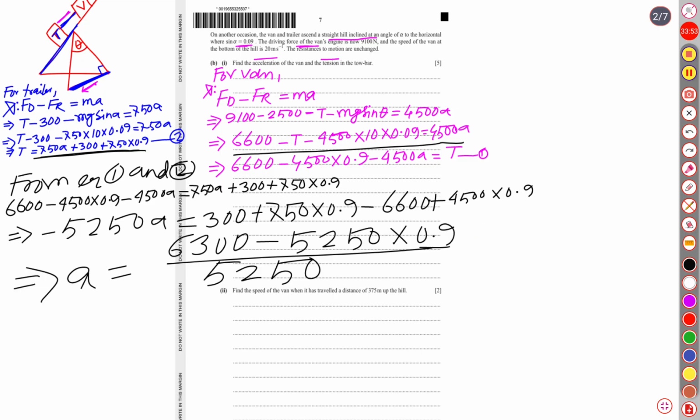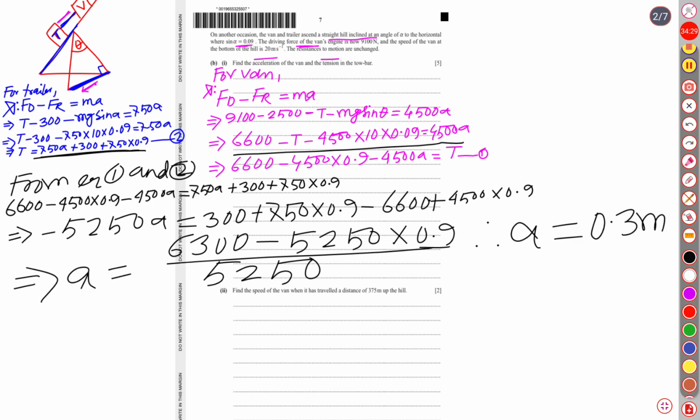Hence our acceleration is going to be, let me use my calculator, 6300 minus 5250 into 0.9 over 5250, then it is 0.3 meter per second.